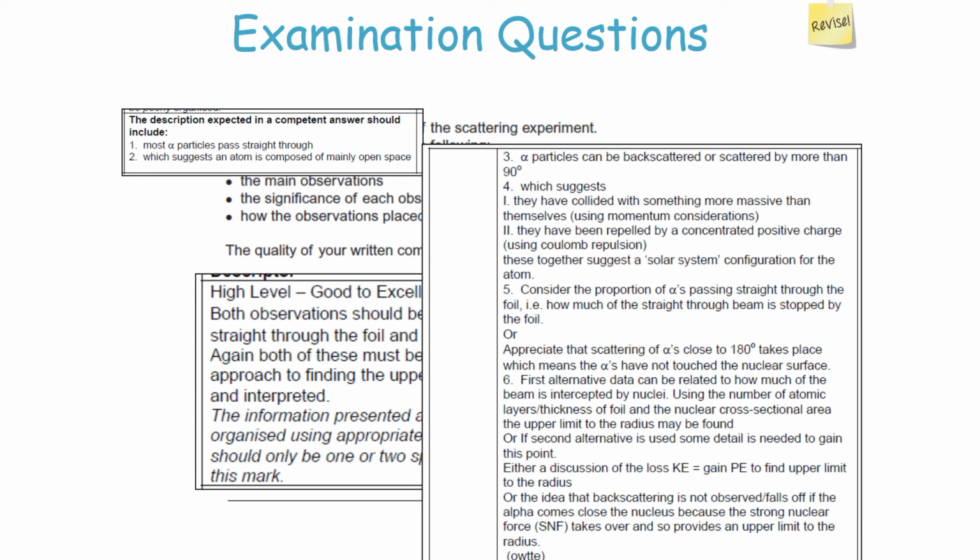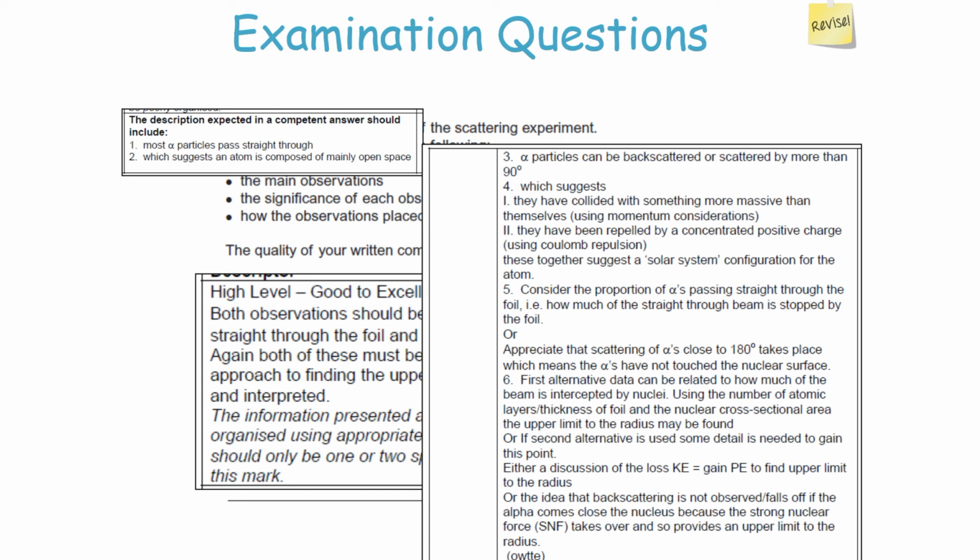You're then going to consider the proportion of the alphas passing straight through the foil, so you can work out how big this nucleus is going to be. Also, the scattering of the alpha particles close to 180 degrees takes place very rarely, only I think 1 in 10,000, so you can work out that the nucleus is going to be quite small in size. But also, it's the idea of why backscattering is occurring. Well, backscattering is occurring because all of the kinetic energy is being transferred into electrical potential energy, because the nucleus and the alpha particle have the same charge.